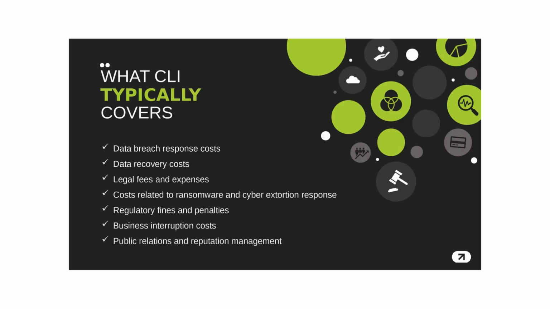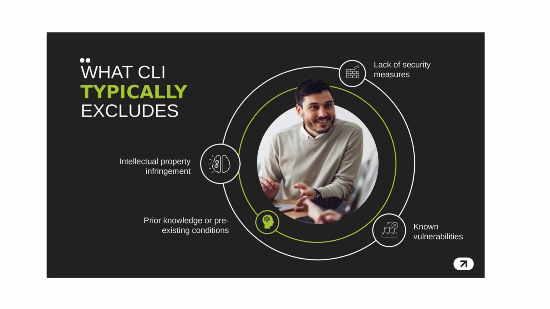What CLI typically covers: data breach response costs, data recovery costs, legal fees and expenses, costs related to ransomware and cyber extortion response, regulatory fines and penalties, business interruption costs, public relations, and reputation management. What CLI typically excludes: intellectual property infringement, prior knowledge of pre-existing conditions, known vulnerabilities, lack of security measures.